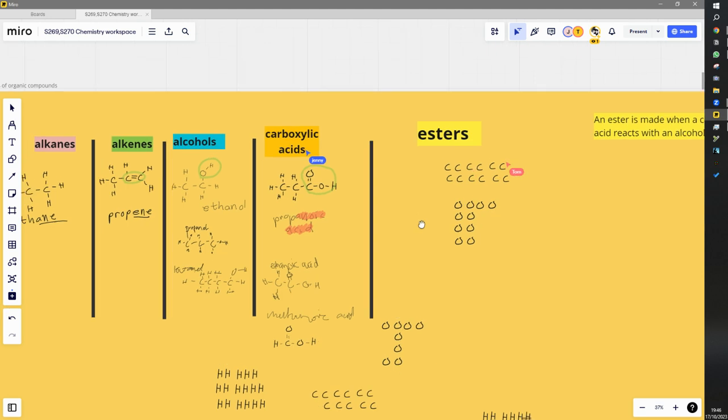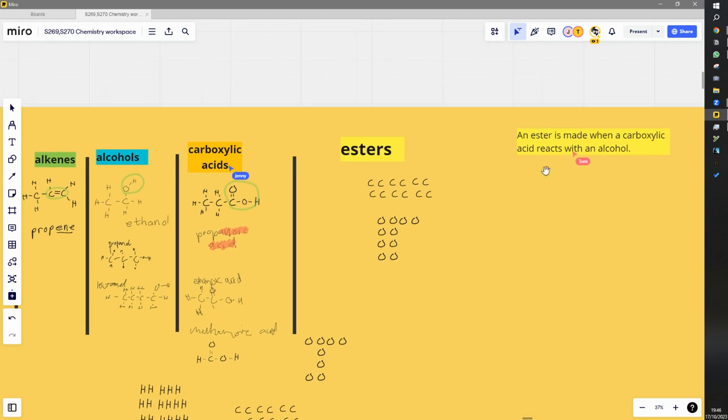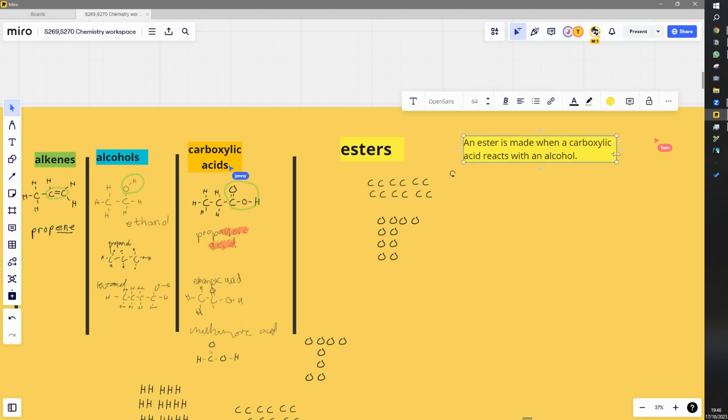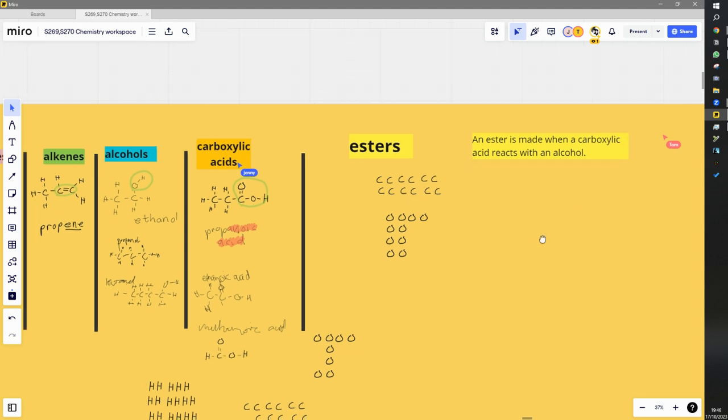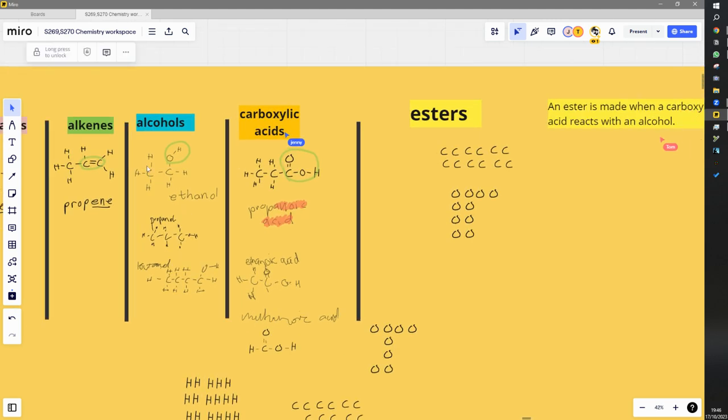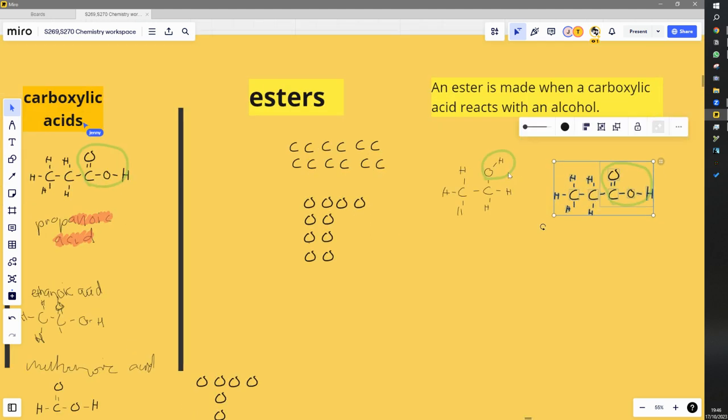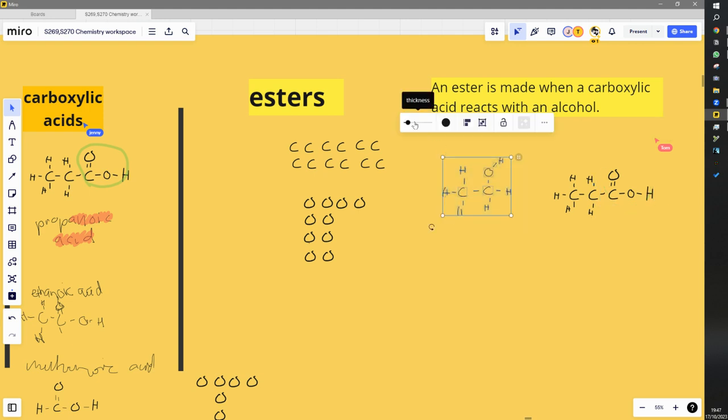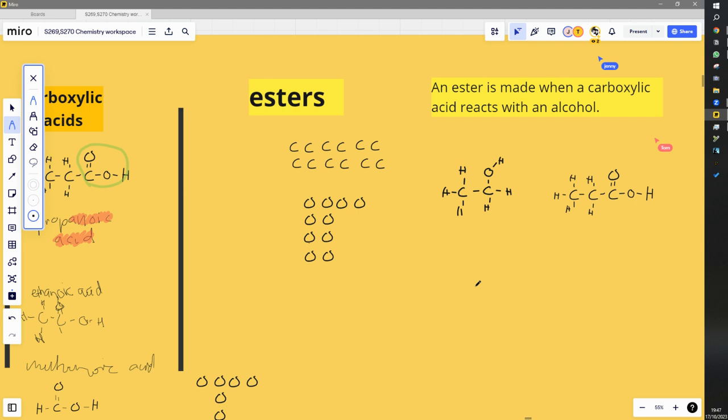So let's have a look at esters then. An ester is what is made when you react a carboxylic acid with an alcohol. So let's look at an example of this. I'll take ethanol and I'll take propanoic acid. And I'll get rid of these highlighted functional groups and maybe make that a little bit thicker. So they're going to react together.